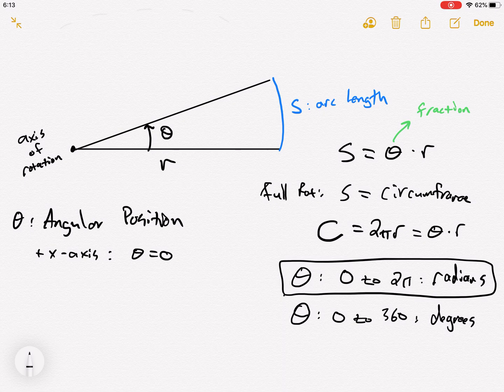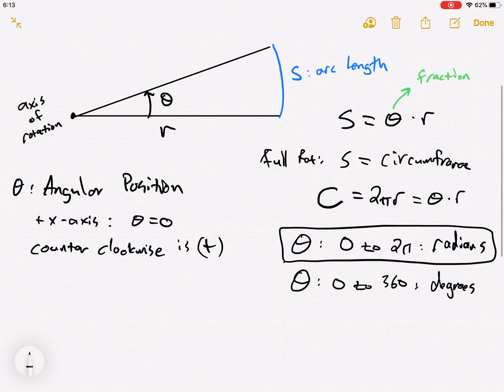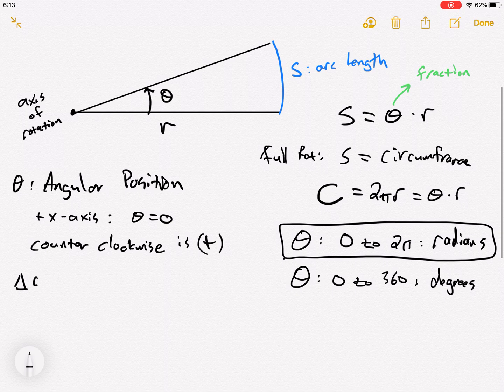And typically, motion that is counterclockwise is positive. Just like for the x-axis, we typically choose the right to be the positive direction. Here we're choosing counterclockwise motion to be the positive. Okay, so that's angular position. When we talk about change in angular position, this could be angular displacement.